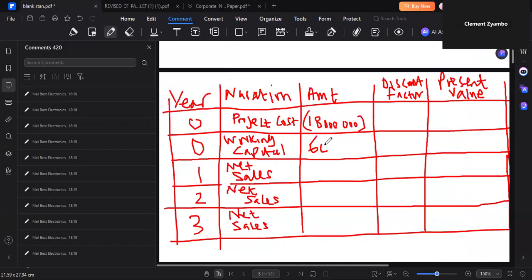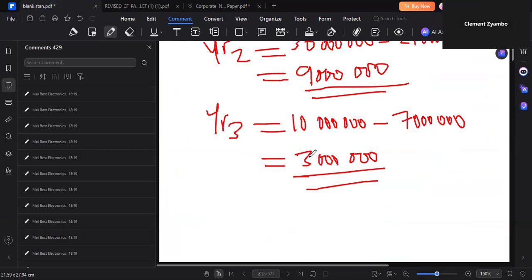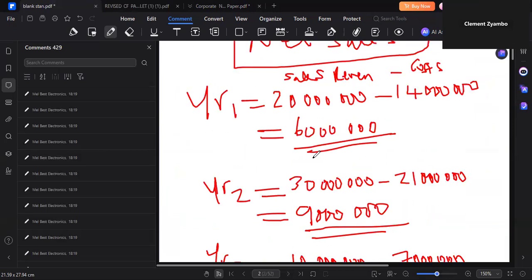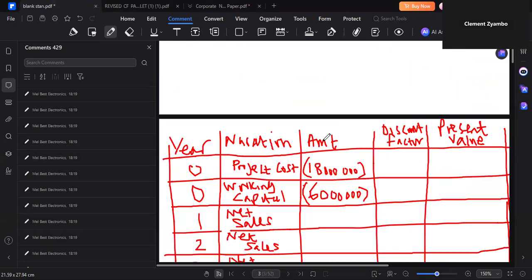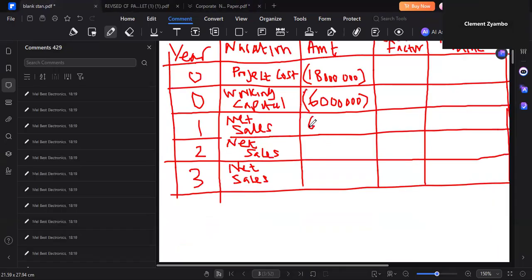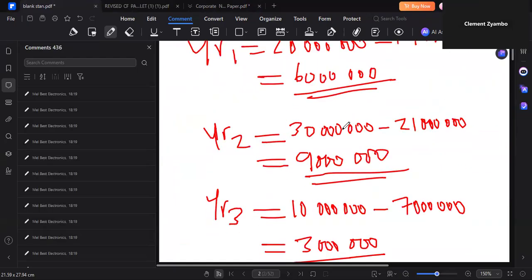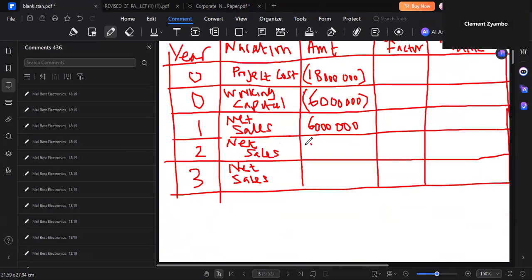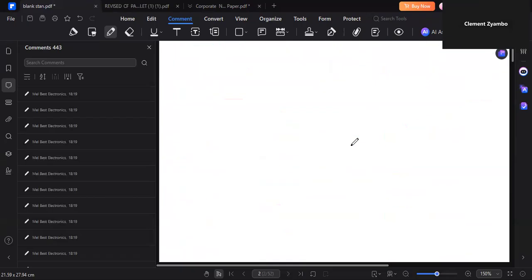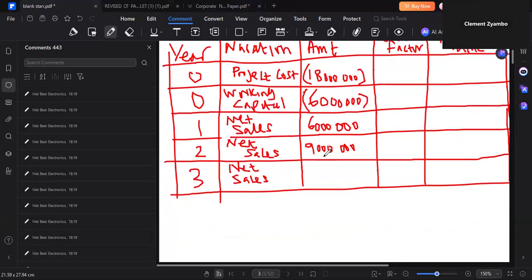So you have a 6 million here. The net cash flow year one is 6 million. We have 6 million here. Year two, 9 million. Year three, 3 million.